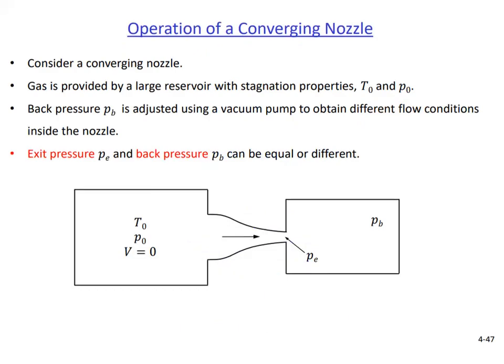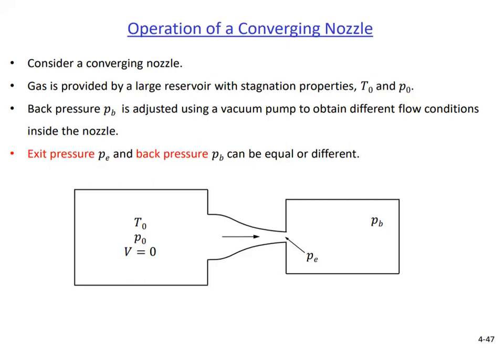Let's start by considering a converging nozzle operating in between two reservoirs as shown in the figure. The actual shape of the nozzle is not important at this point, other than that it's a converging one. The reservoir on the left is the stagnation reservoir. The one on the right is used to establish a certain back pressure, shown with PB. This can be achieved by using a vacuum pump which sucks out the gas from the right reservoir so that we have the desired back pressure there. Then we open a valve in the system to establish a flow through the nozzle.